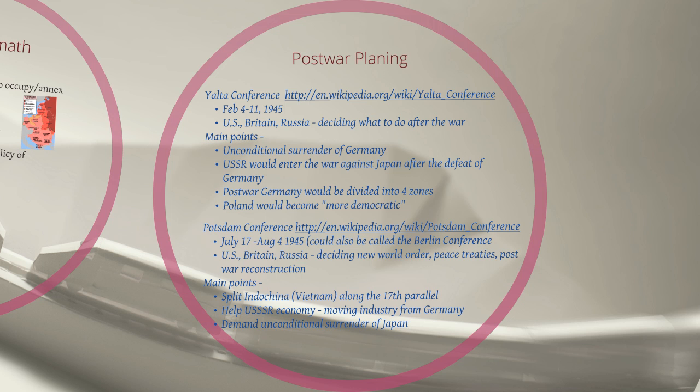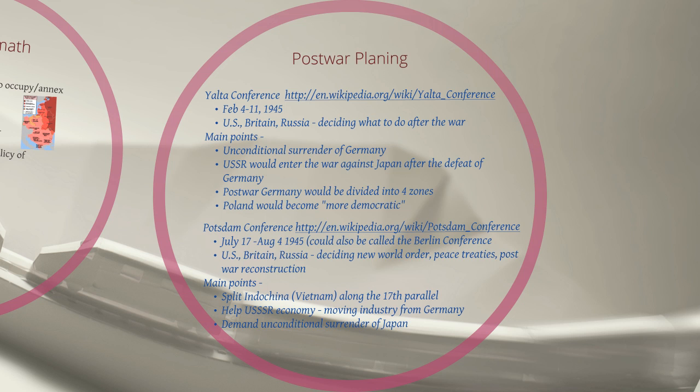February 4th through 11th in 1945, the U.S., Britain, and Russia get together to try and decide what are we going to do after the war. The war is not over, but it's pretty obvious it's going to be soon. The U.S. is quickly moving into Germany from the west, and the Russians are quickly moving into Germany from the east, and it's just a matter of time. So the big three get together to discuss some things.